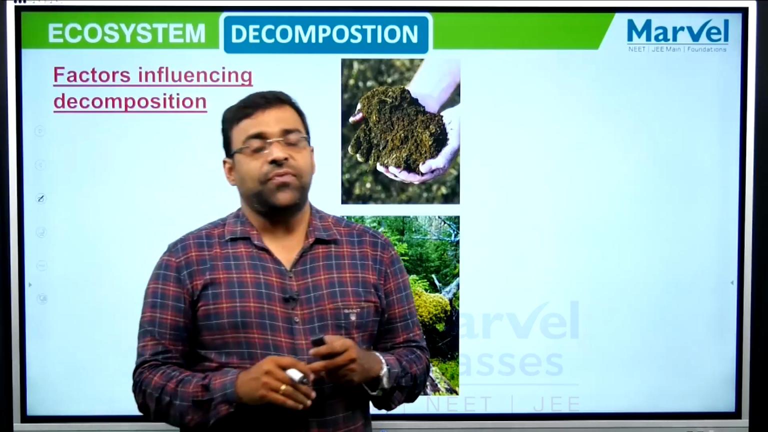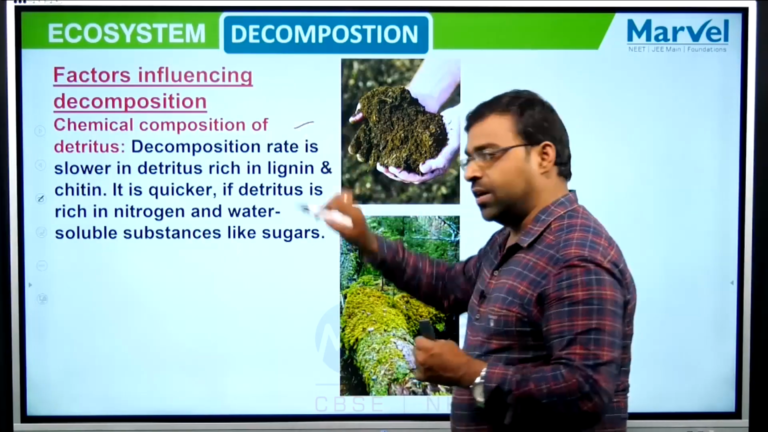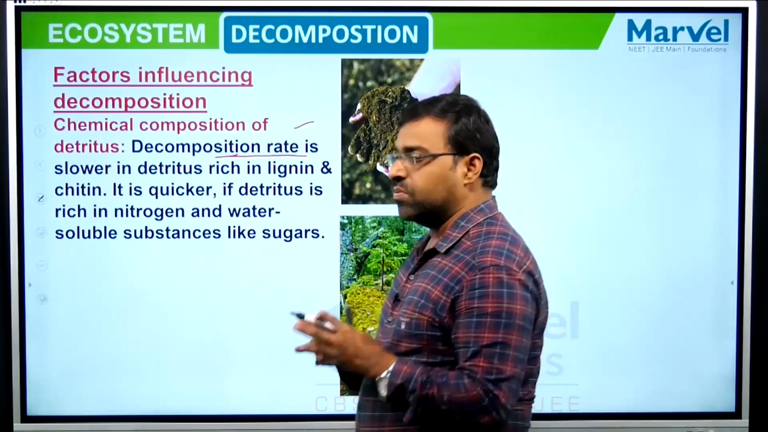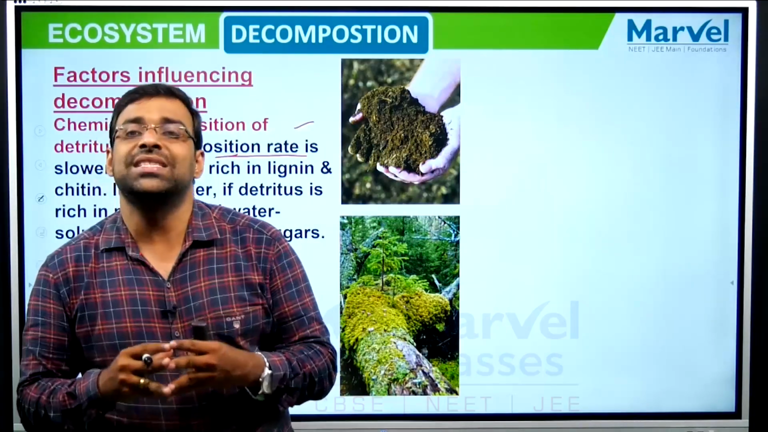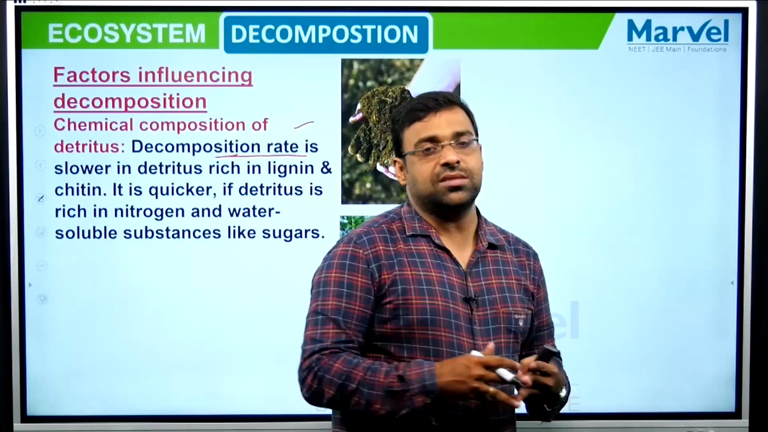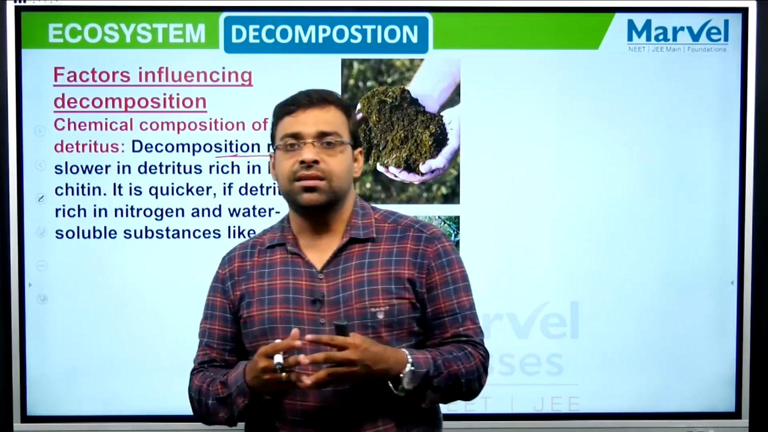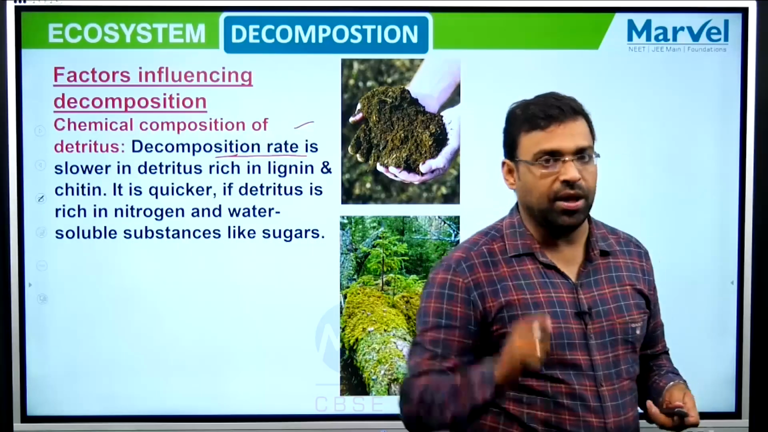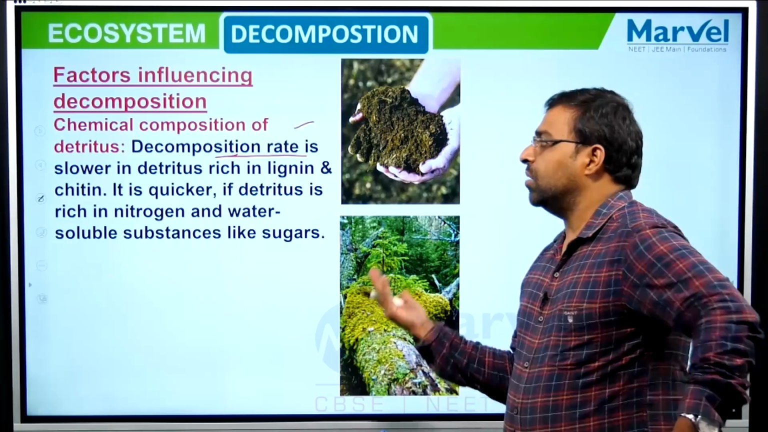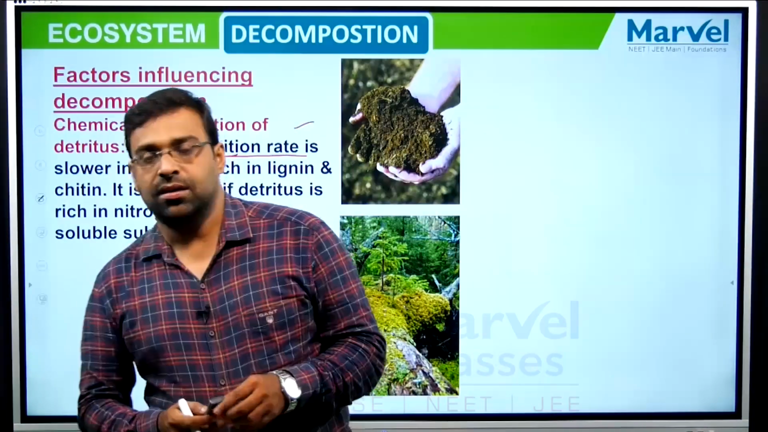So factors influencing decomposition. What are the factors? One, the chemical composition of detritus. The decomposition rate is lower if the detritus is rich in lignin and chitin. Lignin is present in plants and chitin is present in fungi. It is quicker if the detritus is rich in nitrogen and water soluble substances like sugars. You can make a note of this also: decomposition becomes slower with lignin and chitin, and quicker with water soluble substances like sugars.